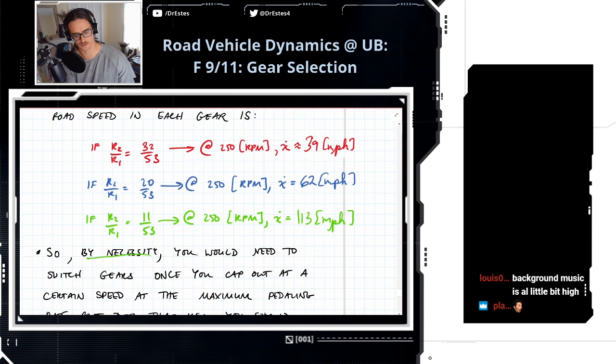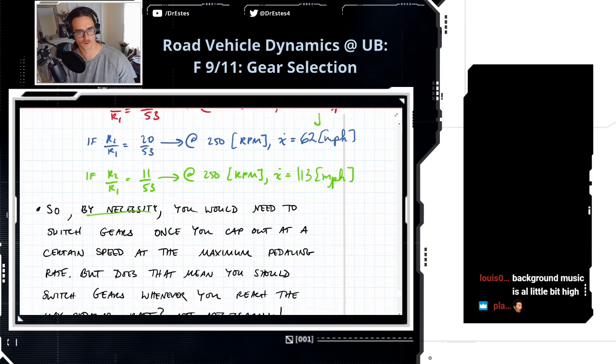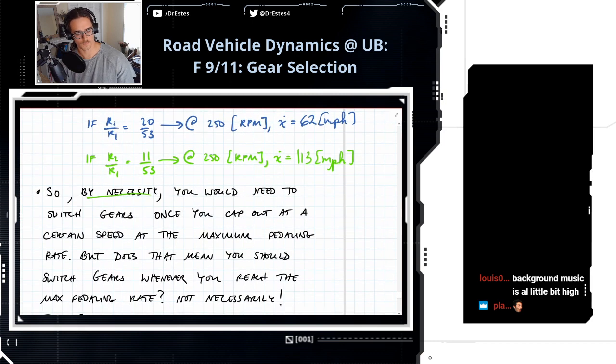Right? So let's say I get up to 39 miles per hour. Well, in this problem, you can't pedal any faster. So by necessity, I'd have to advance to this gear ratio. Okay, then that begs the question. Does that mean that you should just switch gears whenever you reach the maximum pedaling rate and you top out?